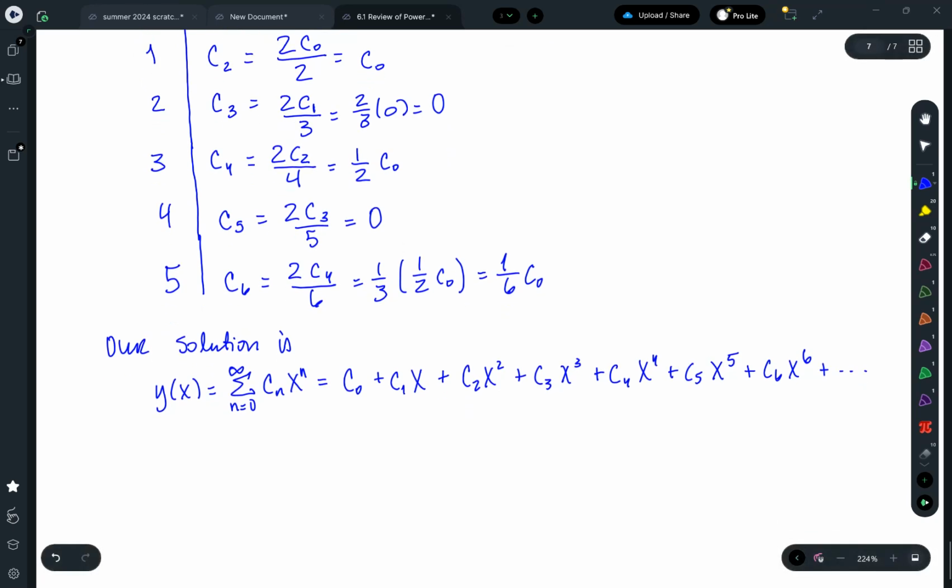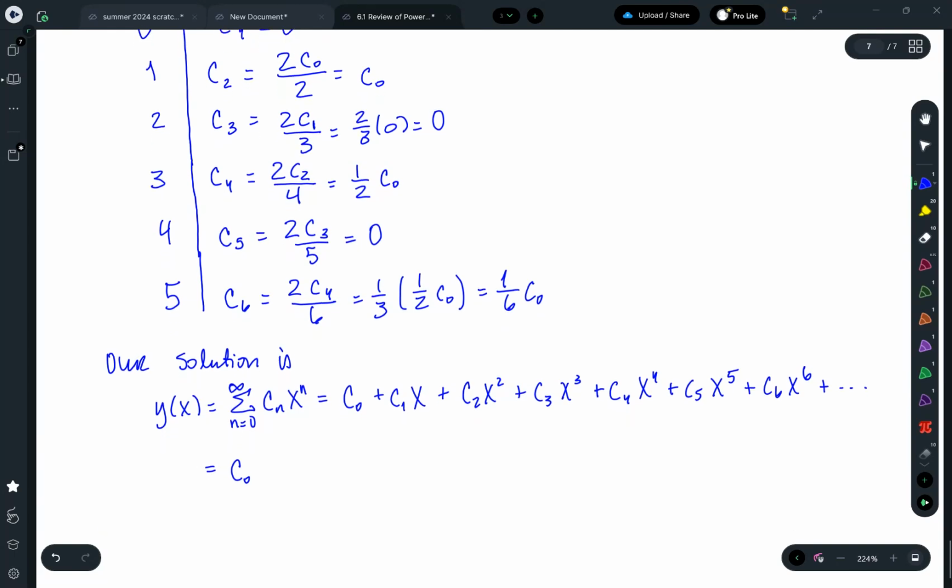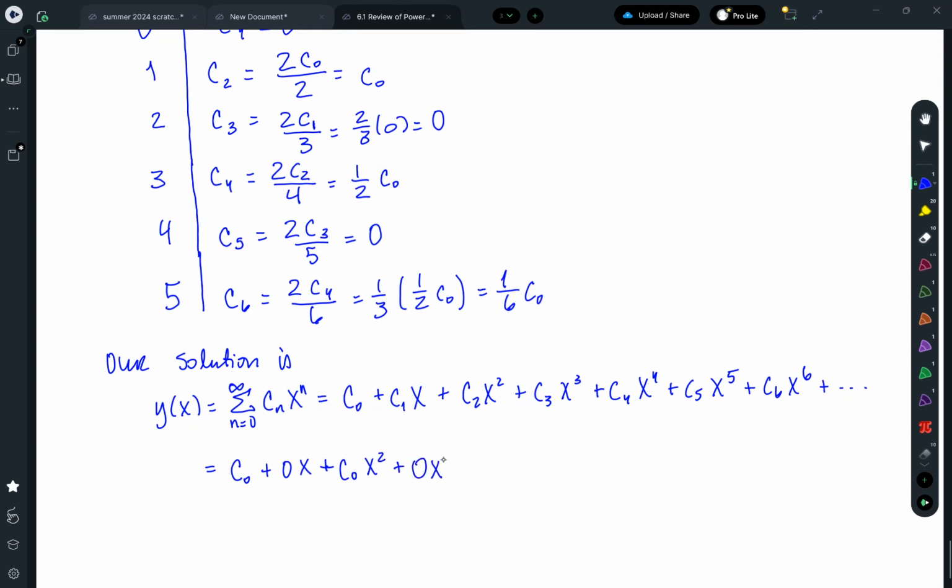c0, we said, is just c0. So we'll go ahead and keep writing it as just c0. c1 was 0. So I get c0 plus 0x. Plus c2 is c0. So c0 x squared. Plus c3, well, c3 is just 0. So 0x cubed. Plus c4, which is 1/2 c0 x to the 4th. c5 is 0, so I get plus 0x to the 5th. And finally, c6 is 1/6 c0, and then times x to the 6th, and so on and so forth.